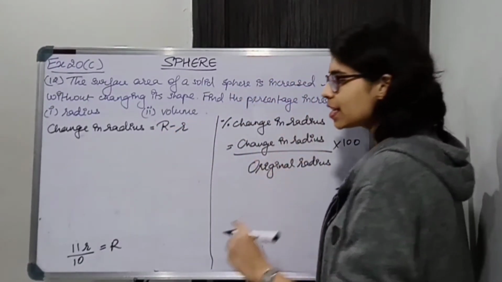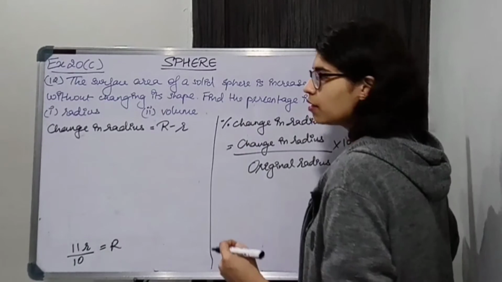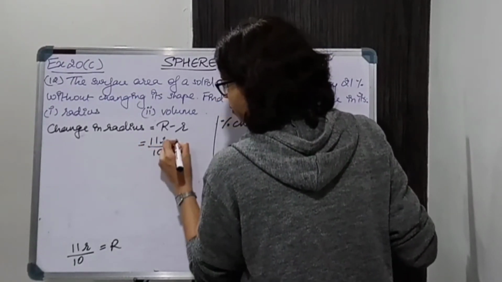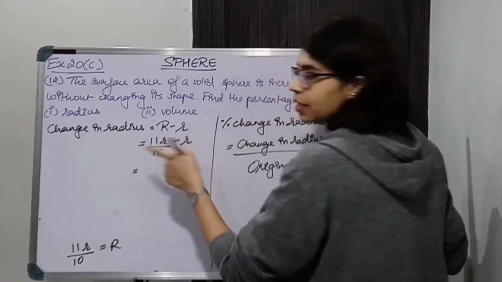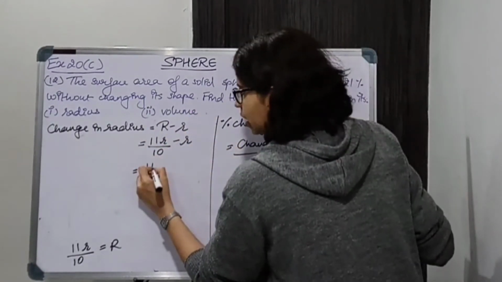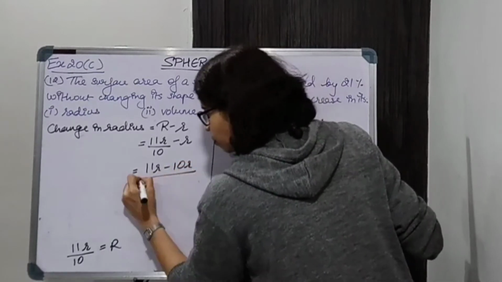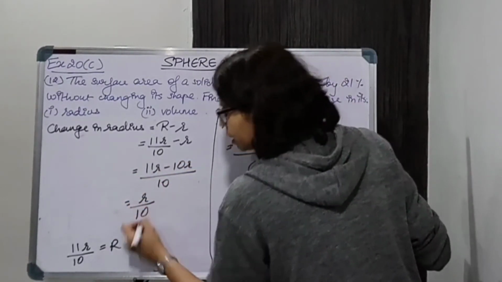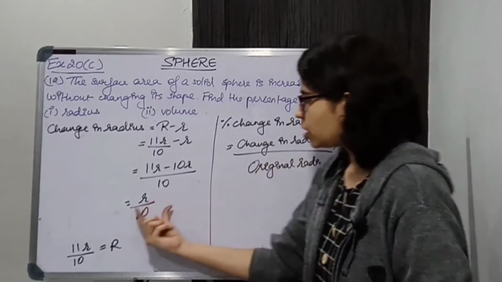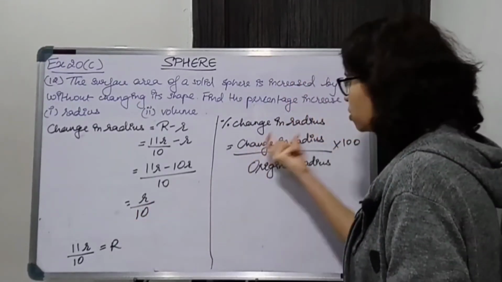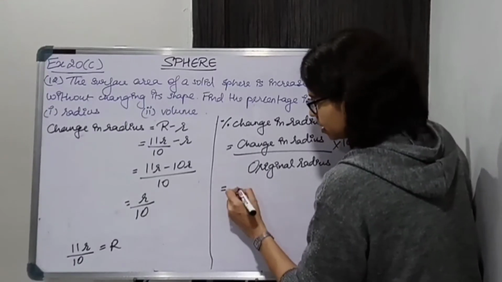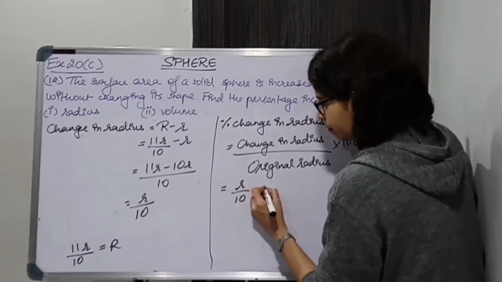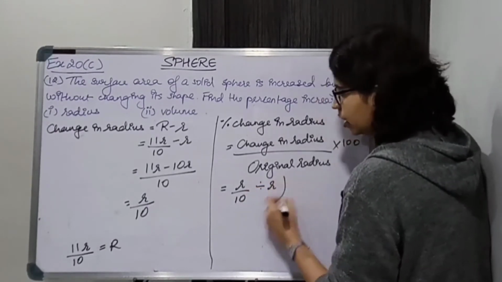But new radius क्या है? It is 11r upon 10. So 11r upon 10 minus r. Let us solve this. So 11r minus 10r upon 10. This will give r upon 10. So I found change in radius. Now I'll substitute this over here. Change in radius is r upon 10 divided by original radius, that is r, into 100.